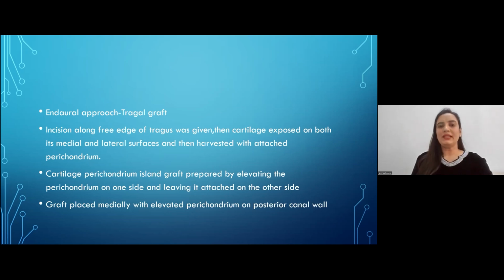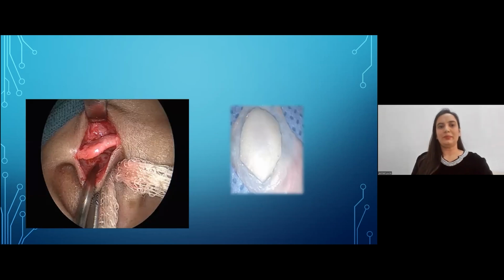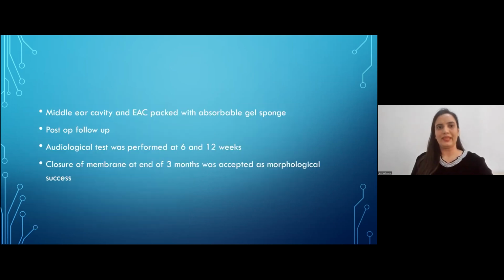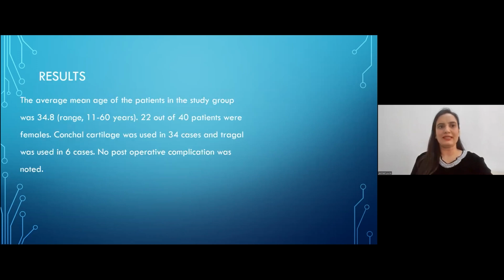The graft was placed medially with the elevated perichondrium onto the posterior canal wall. This is a picture showing the harvesting of tragal cartilage and then the preparation of the graft. After harvesting the graft and doing the surgery, the middle ear cavity and EAC were packed with absorbable gel sponge. Post-op follow-up was done and an audiological test was performed at 6 and 12 weeks post-op, and closure of the membrane at the end of 3 months was accepted as morphological success.